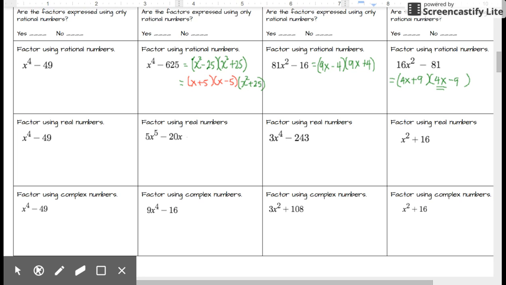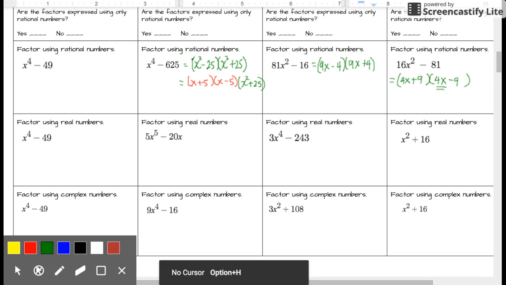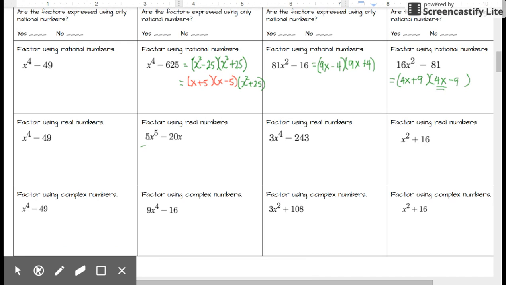All right, so now for this one, factor using real numbers. So that means we can use rationals and irrationals. Notice that 5x to the fifth is not a perfect square, and 20x is not a perfect square. So we cannot factor it the way we factored x to the fourth minus 625.